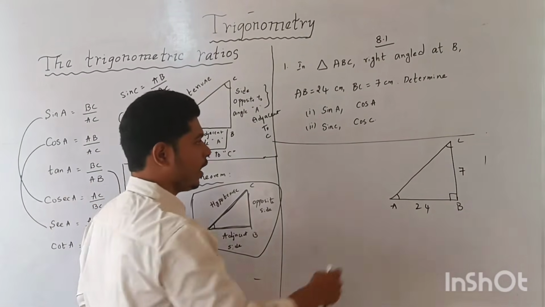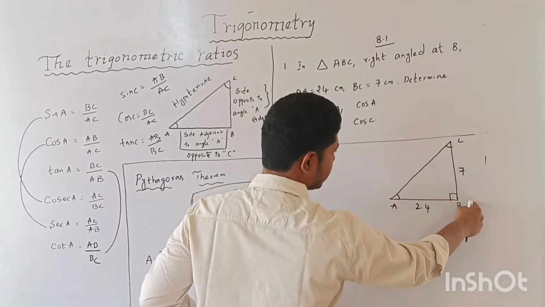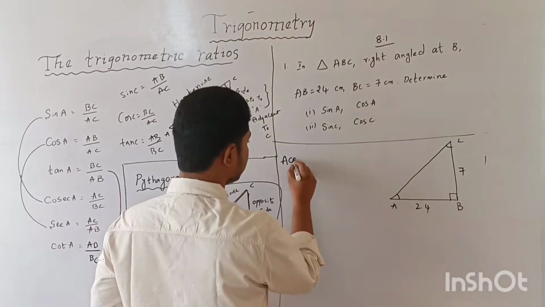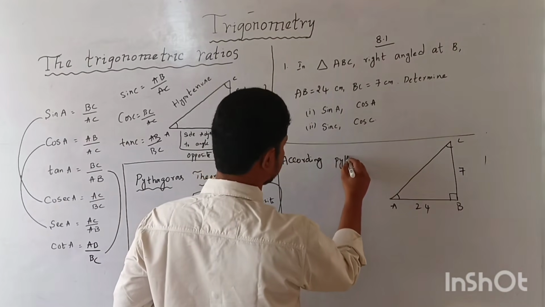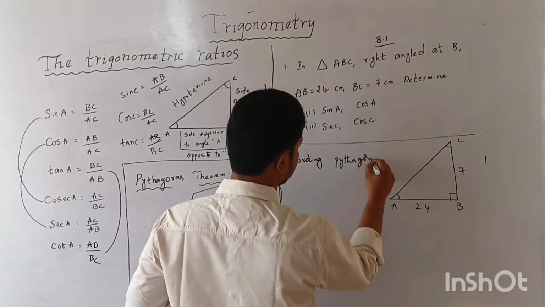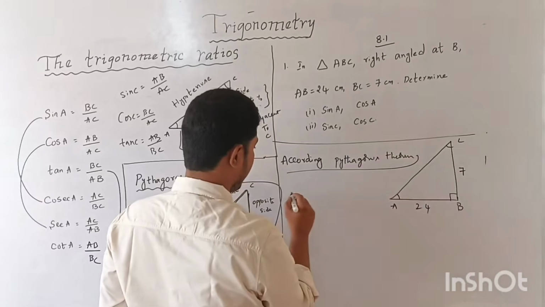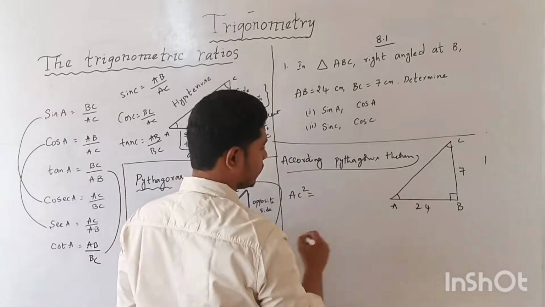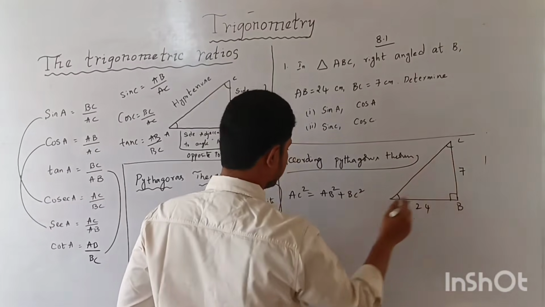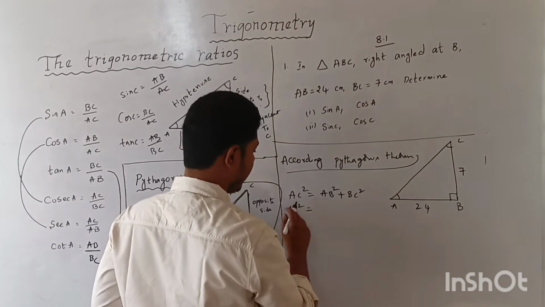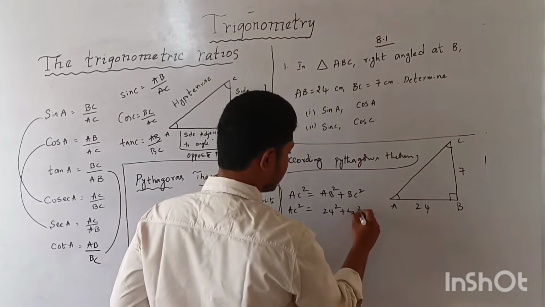Pythagoras theorem says that hypotenuse square is equal to adjacent square plus opposite square. According to Pythagoras theorem, hypotenuse square is equal to adjacent square plus opposite square. We have to know AC square is equal to 24 square plus 7 square.